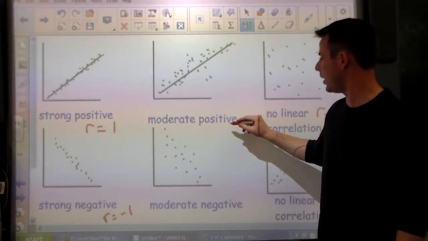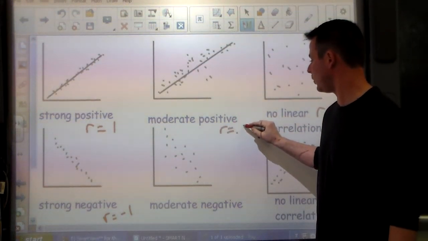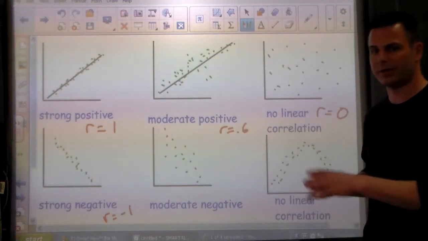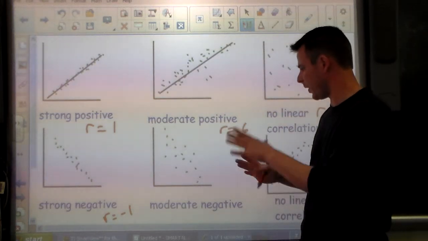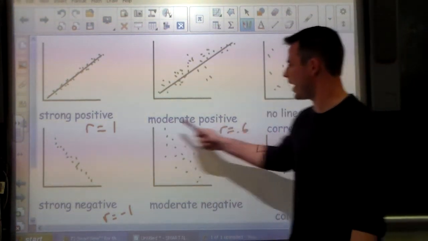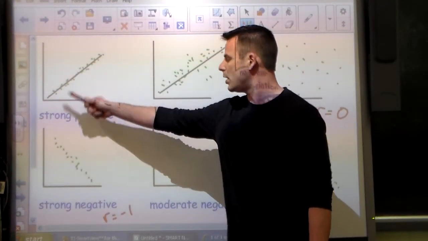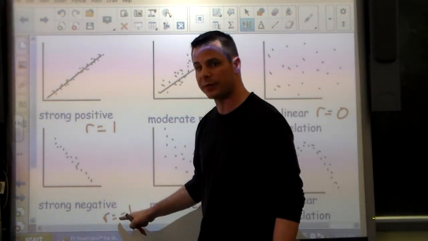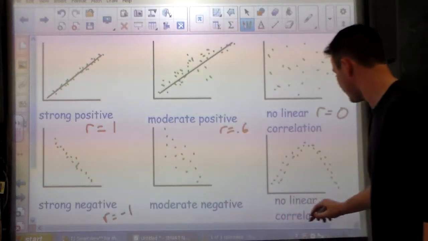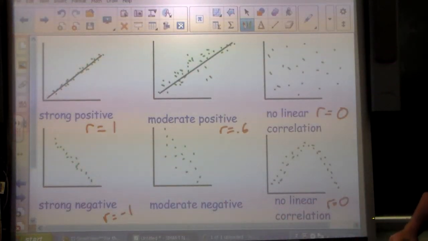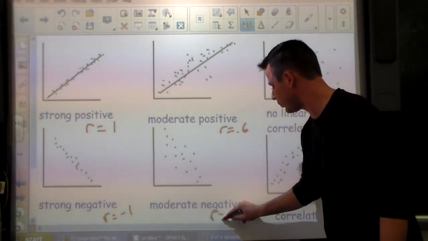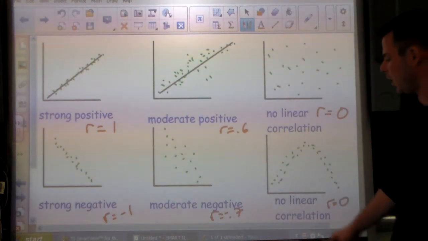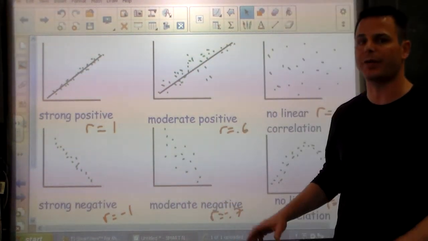A moderate positive would be something like R equals 0.7 or 0.6. It's kind of an ambiguous line that is difficult to define exactly, but the closer you get to 1, the stronger the positive correlation. The closer you get to 0, the weaker the positive correlation. So conversely, R equals -1 is a very strong linear correlation, where R equals 0 is no linear correlation, where a moderate negative correlation would be R equals -0.7 of some sort. Okay? So now that we have defined some values of R, we're going to find out how to calculate it.